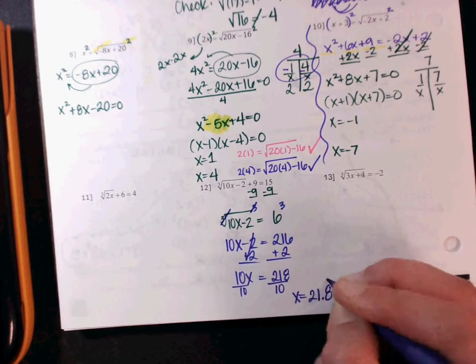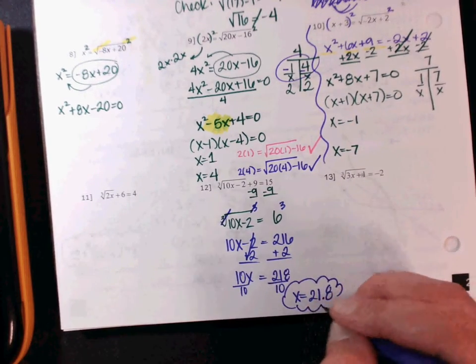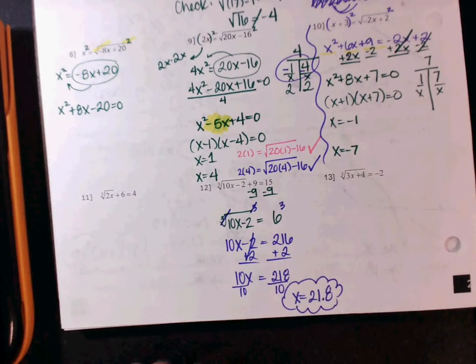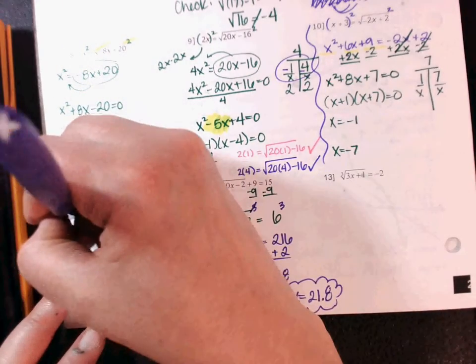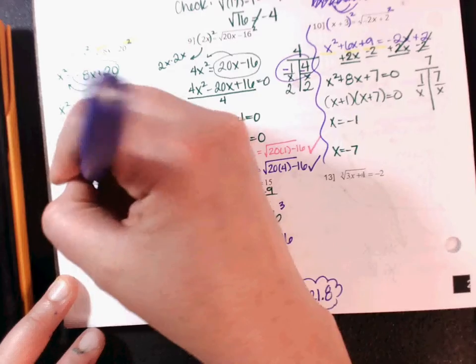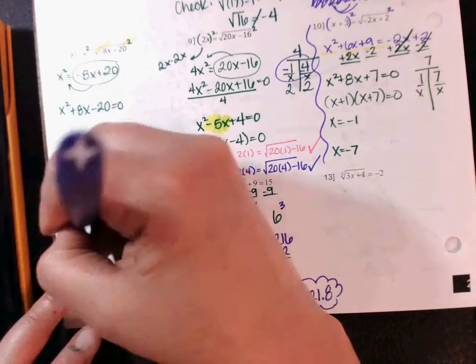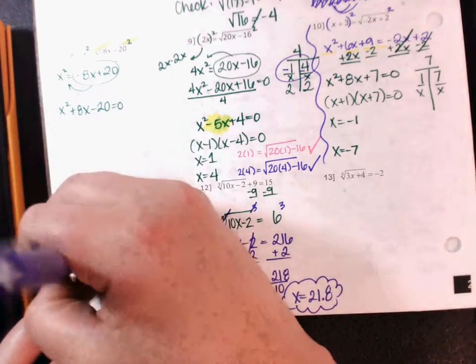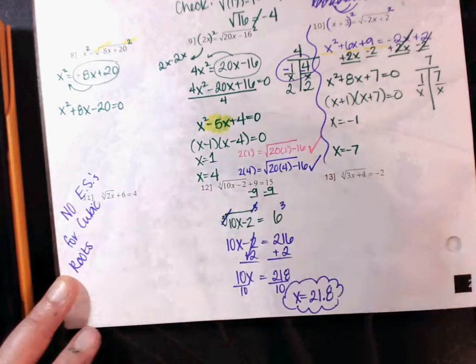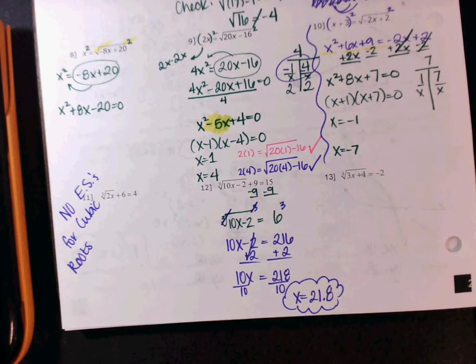Good. Now, question, do you have to check it if it's cubic root? I'm going to put over here, no extraneous solutions for cubic roots. You don't have to check cubes. It's because the squares and fourth roots can have extraneous solutions.